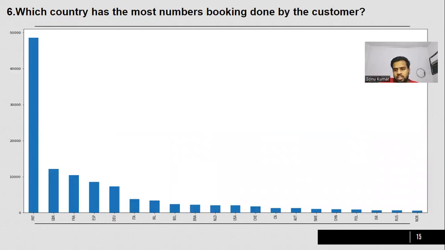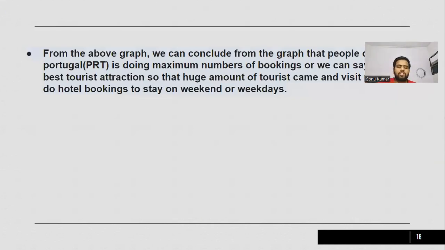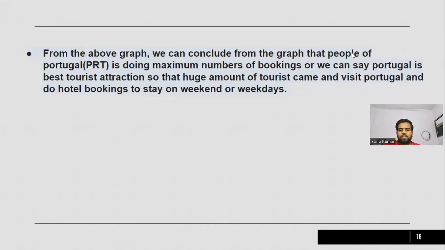Then we will see which country has the most bookings done by customers. Here we can see PRT. PRT refers to Portugal. So Portugal has the most number of bookings, and we can see NOR, Norway, has the least number. Then we can see ISR, that is Israel. All these countries have the least number of bookings. From the graph we can conclude that people of Portugal are doing the maximum number of bookings, and we can say Portugal is the best tourist attraction, so that a huge number of tourists can come to visit Portugal and book hotels to stay on weekends or weekdays.